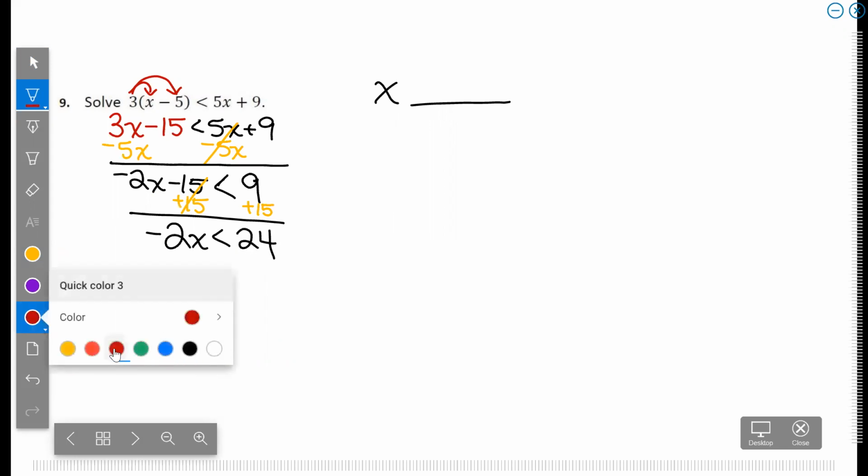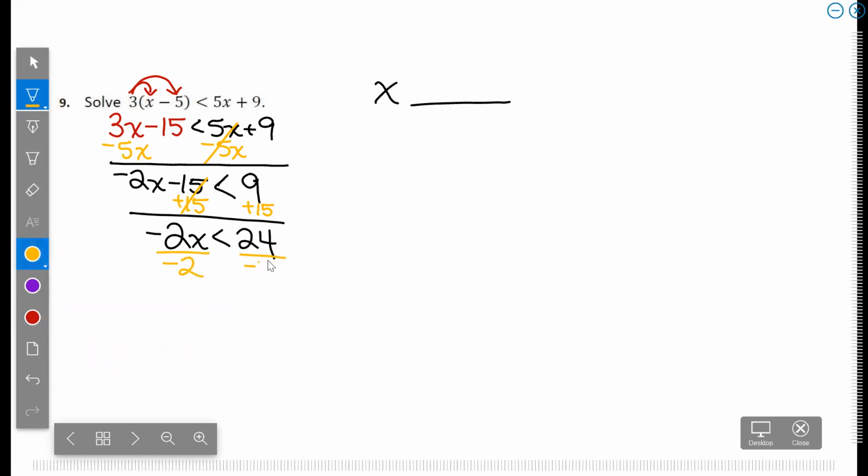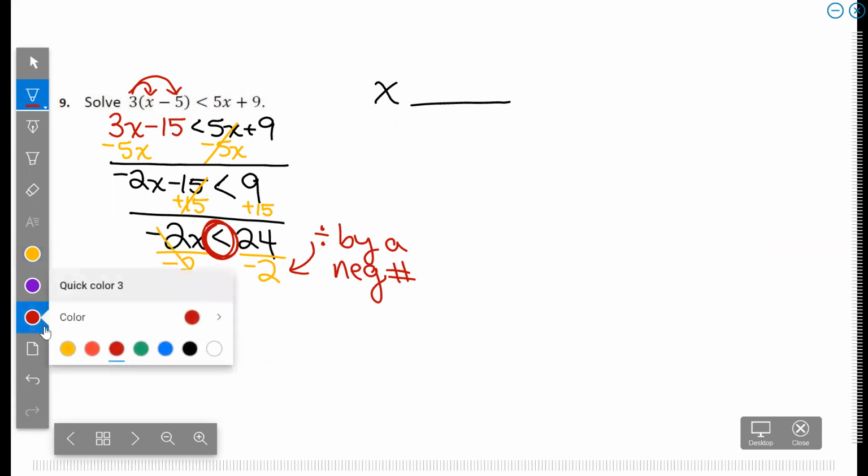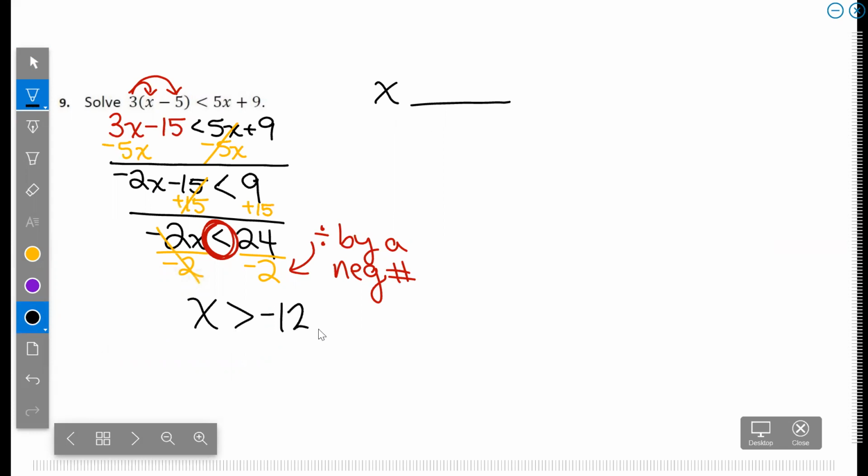Here's where it gets a little bit tricky, because I'm going to divide both sides by negative 2, but anytime I divide or multiply by a negative number, what happens to my inequality right here? It switches, it flips around the other way. So instead of the alligator eating this side, now the alligator is eating this side. So I have x is greater than negative 12.